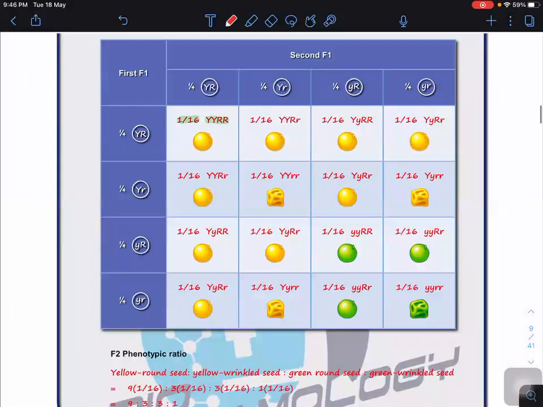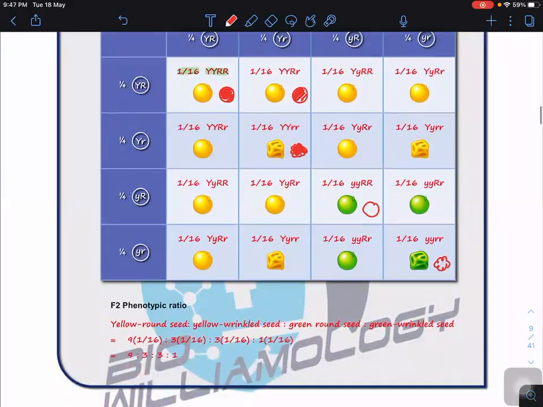So I can put a symbol. Yellow round, I put shading. Yellow wrinkled, maybe, with shading. Green round, no shading. Green wrinkled, no shading. So I can put a key for my symbol.